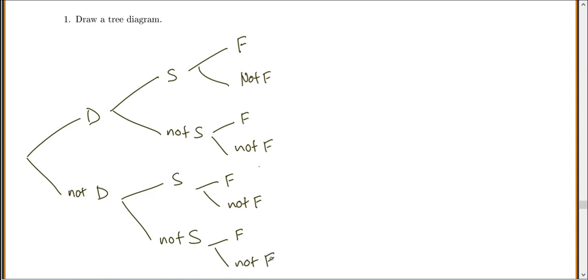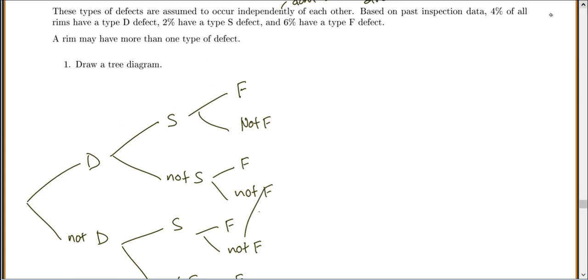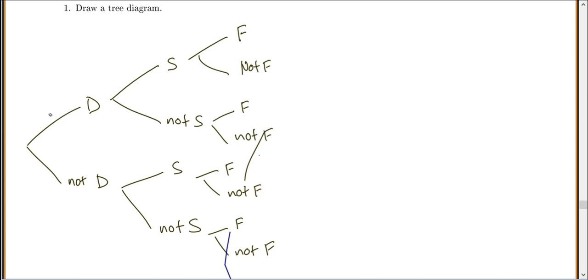And when you're doing probability trees, because this is just a really nice, easy, different way to figure out some complex probabilities, you go through and you say, what was the probability of getting a D defect? So D has a probability of 4%, S has 2%, and F has 6%. So to get a D, that would be 4%. And to not get a D, it would just be the complement, 1 minus that, which is 0.96. To get an S, we said that was 2%, so 0.02, and not an S would then be 0.98.